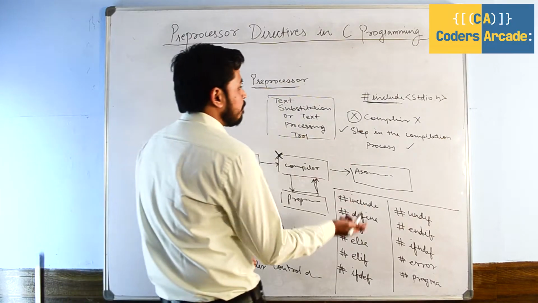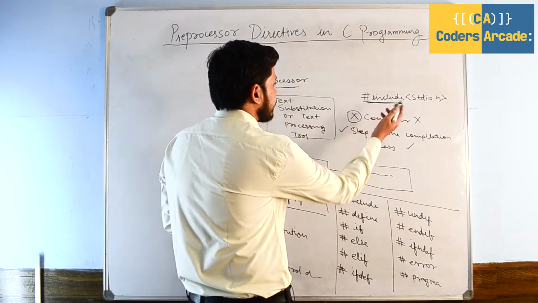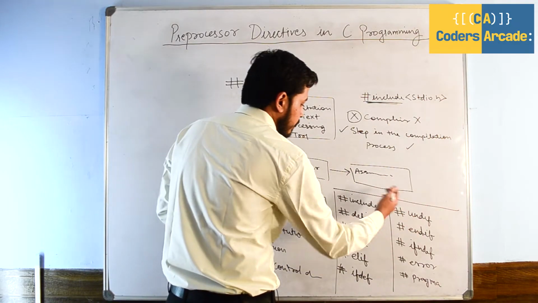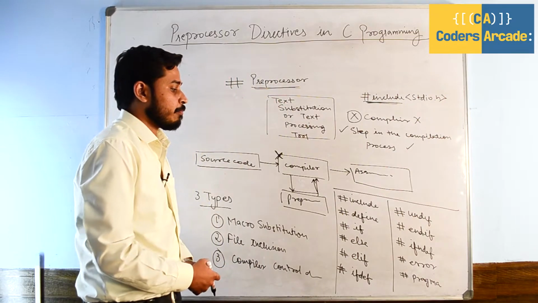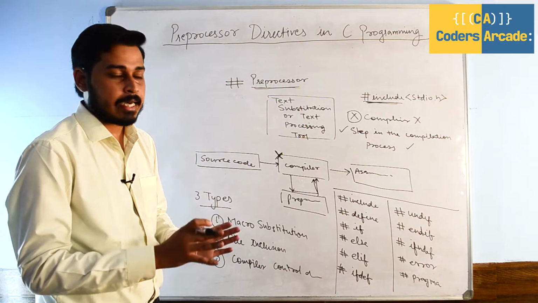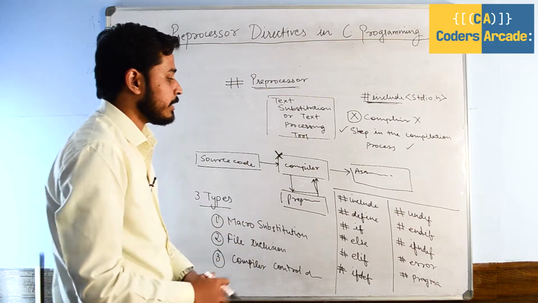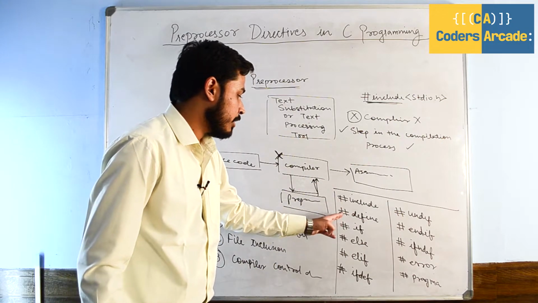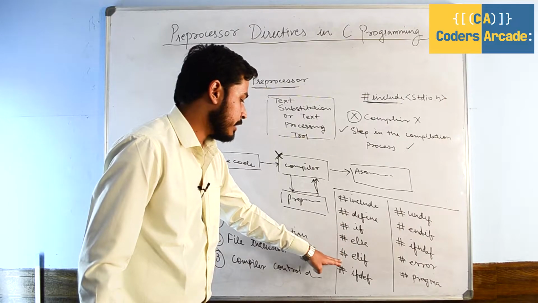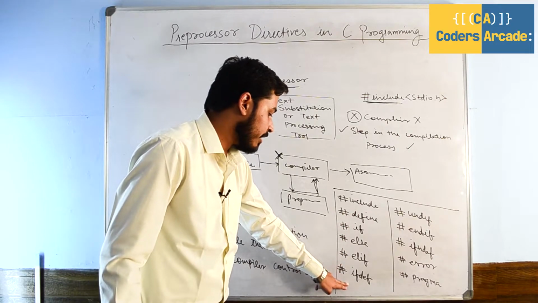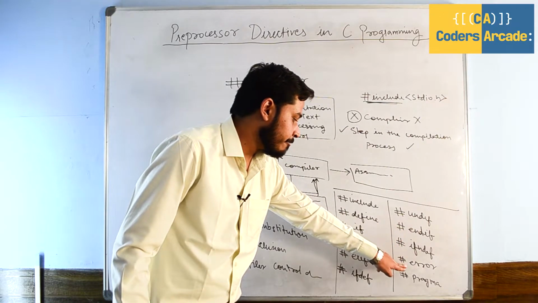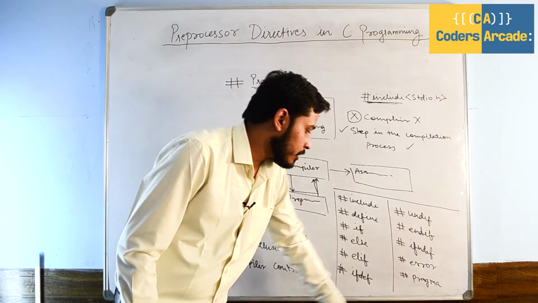Now the basic example for that is hash include std.h. Then these are the important preprocessor directives that you will be tackling in this topic. So we have hash include, hash define, hash if, hash else, hash elif, hash ifdef, hash undef, hash endif, hash ifndef, hash error, and hash pragma.